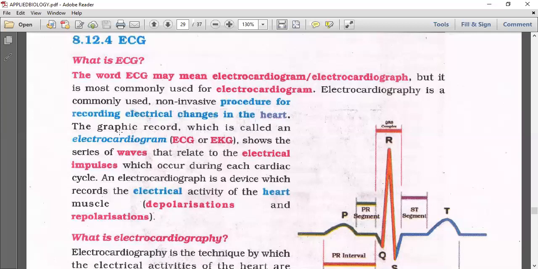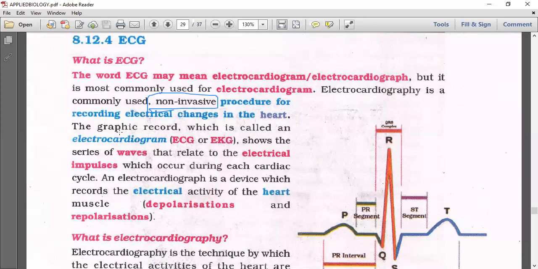What is ECG? The word ECG may mean electrocardiogram or electrocardiograph, but it is most commonly used for electrocardiogram. Electrocardiography is a commonly used non-invasive procedure for recording electrical changes in the heart. Recognize again that it is not emitting anything here.